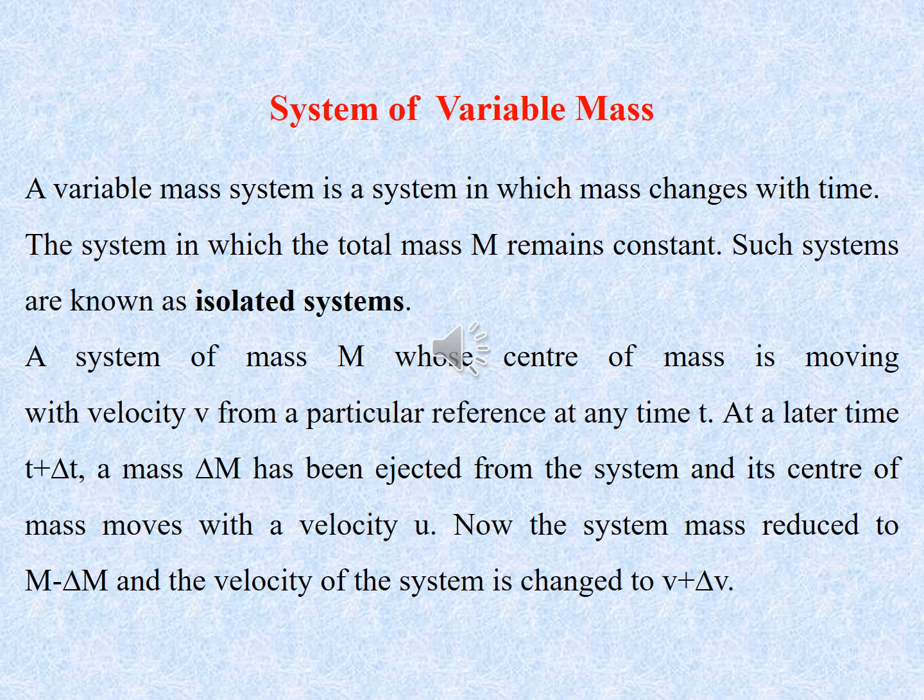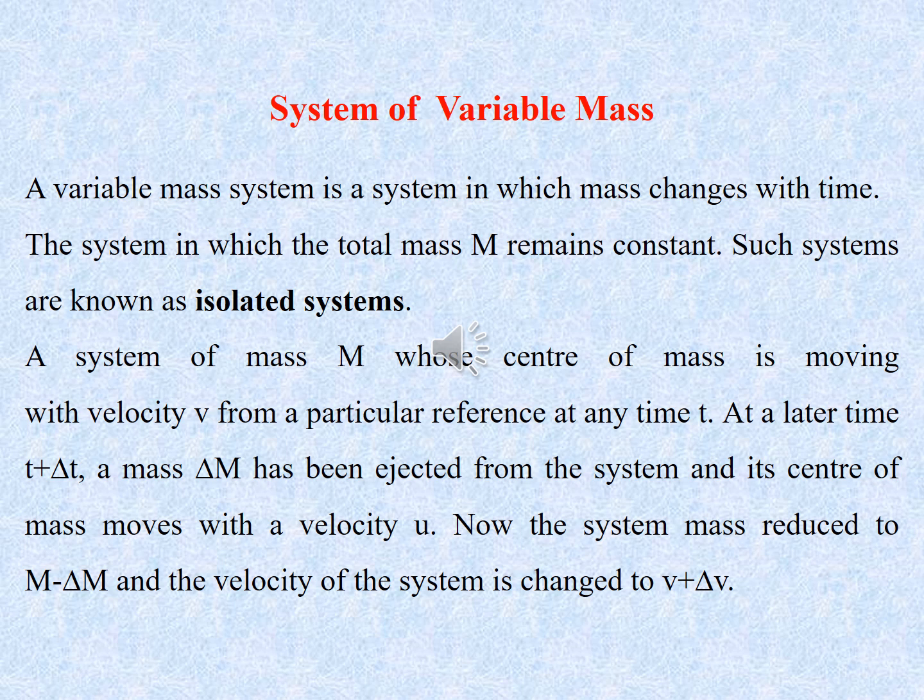Next topic is system of variable mass. Systems in which the total mass remains constant are known as isolated systems. Here we are studying the variable mass system, that means a system in which mass changes with time. So let us consider a system of mass m whose center of mass is moving with a velocity v at any instant of time t.